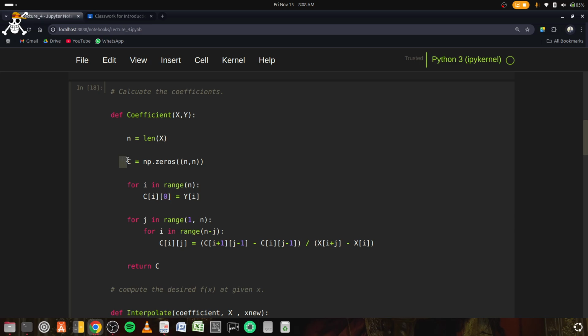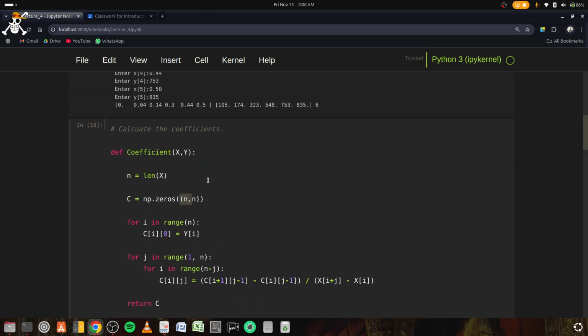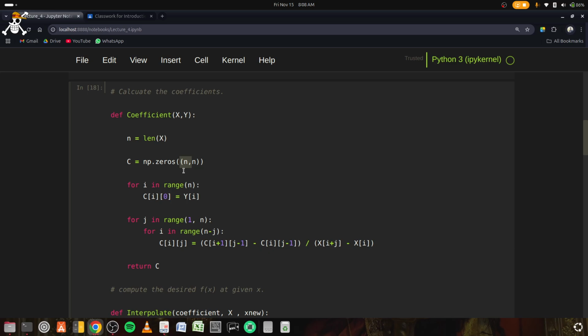So here we are first creating the empty coefficient matrix, right? np.zeros will create an empty matrix filled with only zeros, and this will have n rows and n columns. The first n represents the number of rows and the second n represents the number of columns. So n is 6, the length is 6. That is why there will be 6 rows and 6 columns.